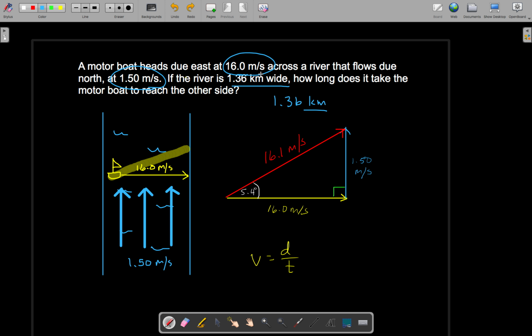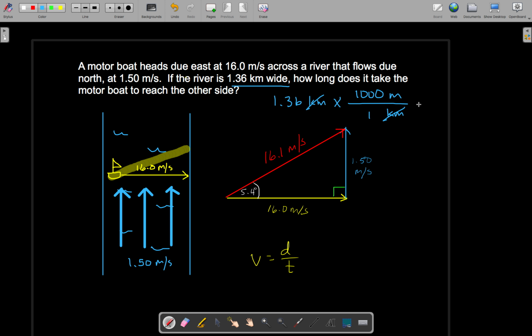And so we got to make sure that our distance, our width of the river, is in the right unit. So we're going to have to convert kilometers into meters. To do that, we start with what we're given, 1.36 kilometers, and multiply it by our conversion factor, which goes from kilometers to meters. I'm going to put my kilometers on the bottom and my meters on the top, so that my kilometers will cancel out. And every 1 kilometer is worth 1,000 meters.